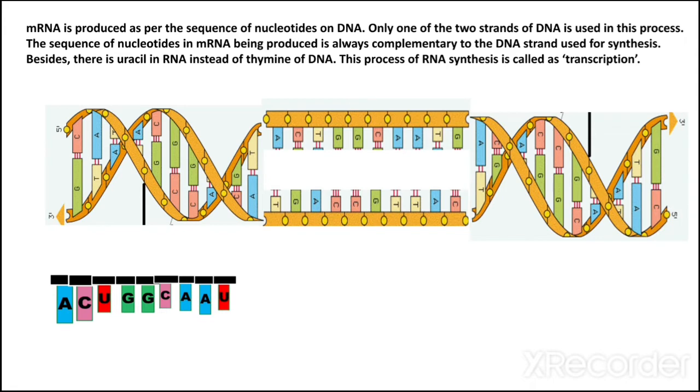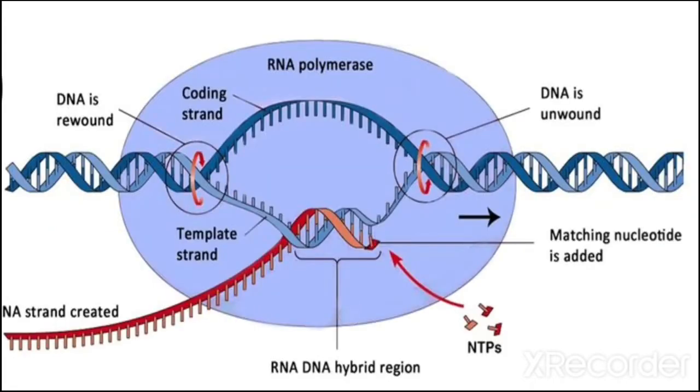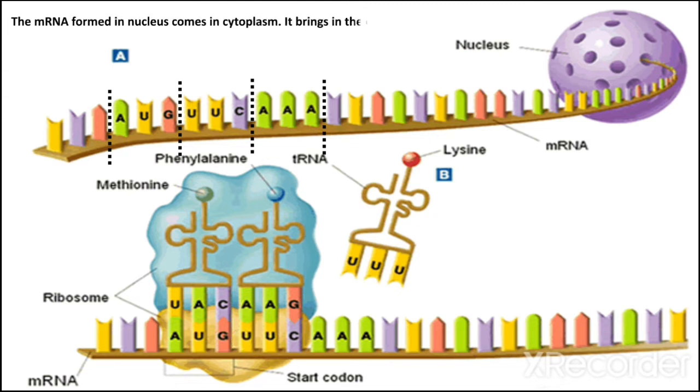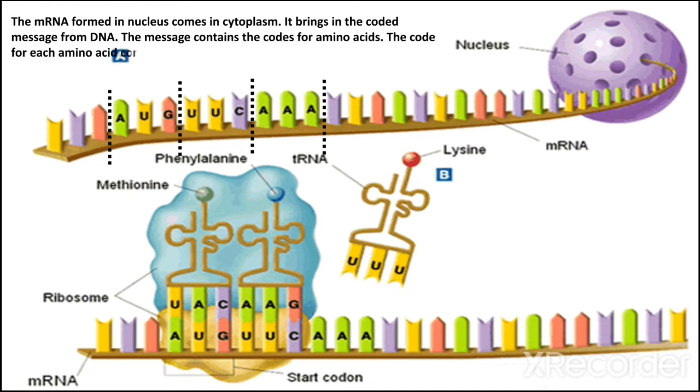The mRNA produced in this transcription process inside the nucleus will first come outside the nucleus into the cytoplasm. It brings the coded message of the DNA. The message contains the codes for different amino acids. The code for each amino acid consists of 3 nucleotides and it is called a triplet codon. Here, one amino acid, lysine, is carried through this triplet codon.